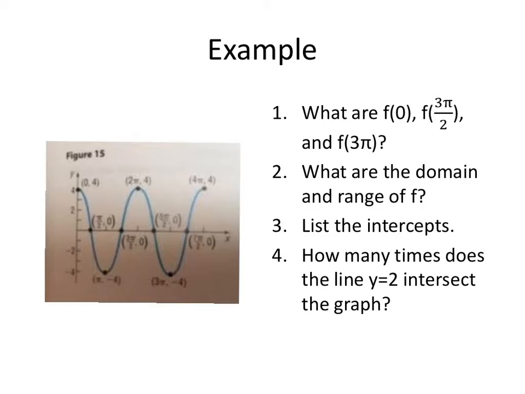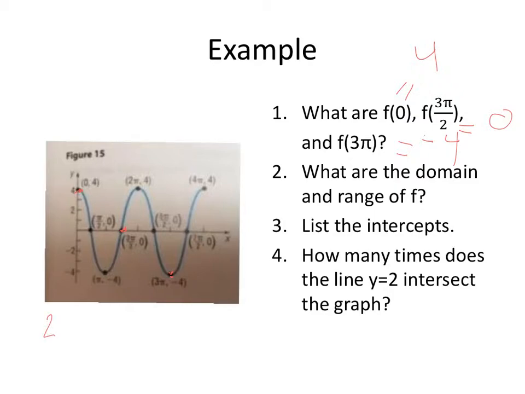First of all, what is f of 0, f of 3 pi over 2, and f of 3 pi. Now, f of 0, which is right here, if you can read that, that would be equal to 4. F of 3 pi over 2, right here, that's at the x-axis, so that's equal to 0. And f of 3 pi is equal to -4.